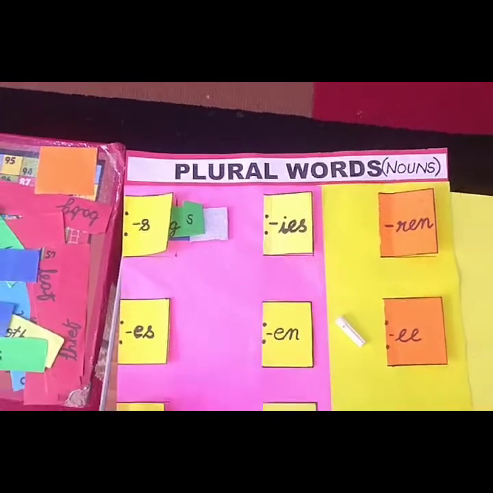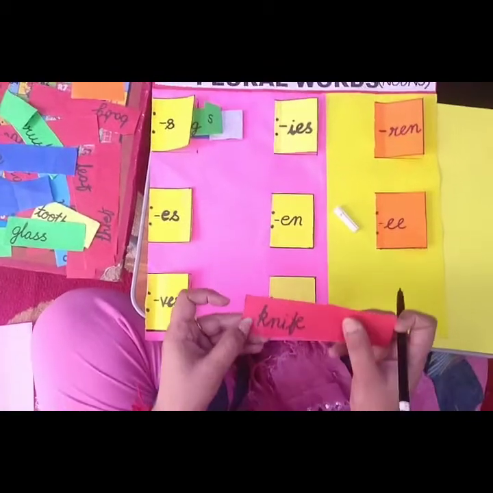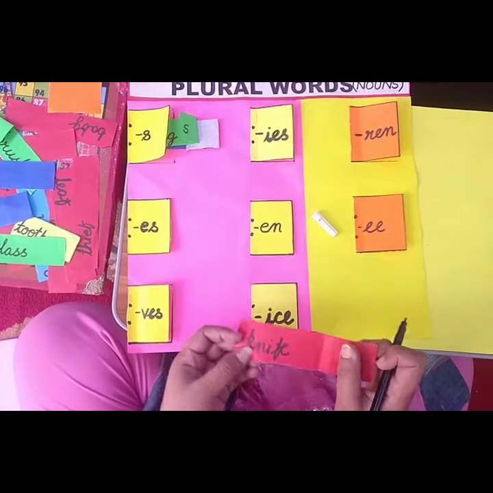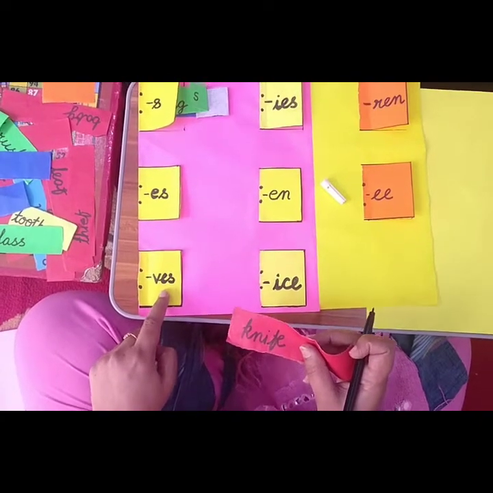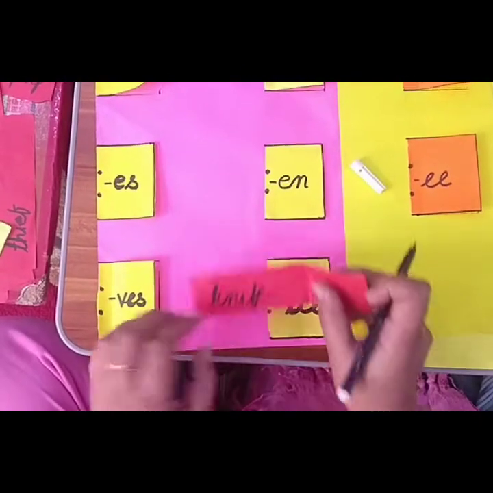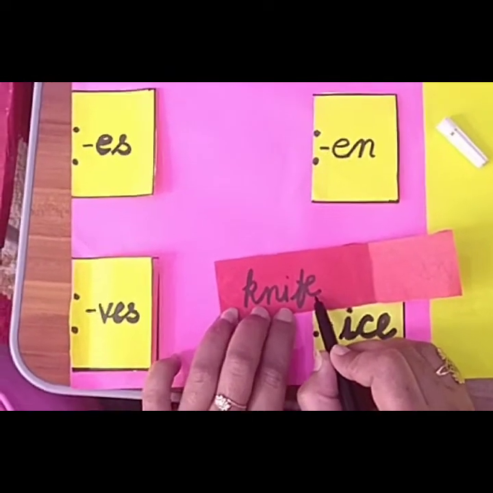Let's take another word from this book. Suppose I take the word knife. So what is the plural of knife? Plural of knife is knives. So whenever there is F-E at the end of the word, what do we have to do?